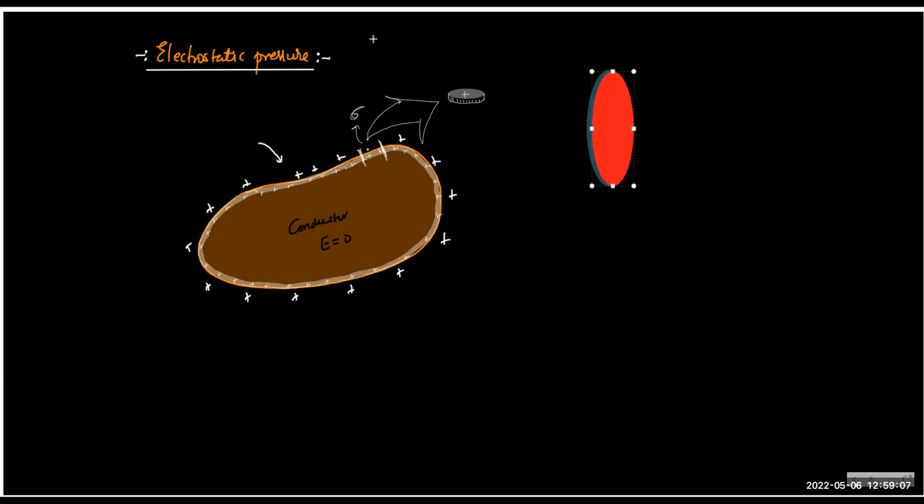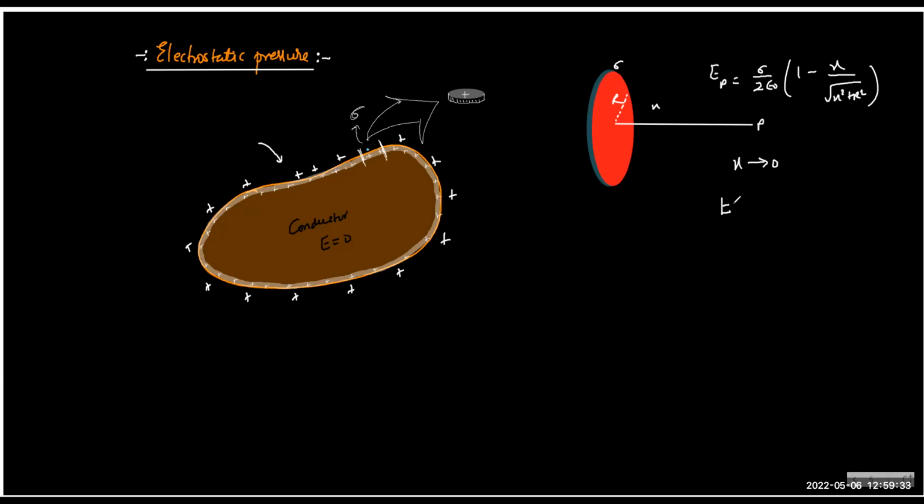No problem. The answer was: this is radius r, this is x. The electric field at the point P is sigma upon 2 epsilon naught times 1 minus x upon under root of x square plus r square. So when x tends to 0, the E_P turns out to be how much?